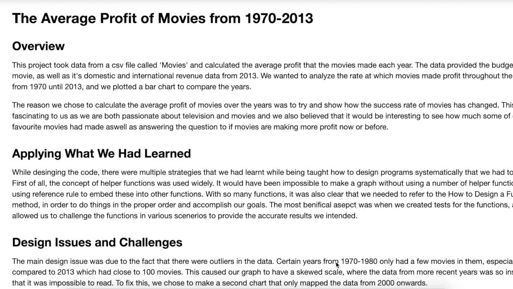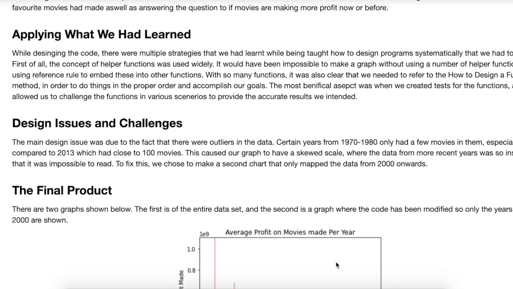The reason we chose to calculate the average profit of movies over the years was to try and show how the success rate of movies has changed. This was fascinating to us as we were both passionate about television and movies, and we also believed that it would be interesting to see how much some of our favorite movies had made, as well as answering the question of whether movies are making more profit now or before.